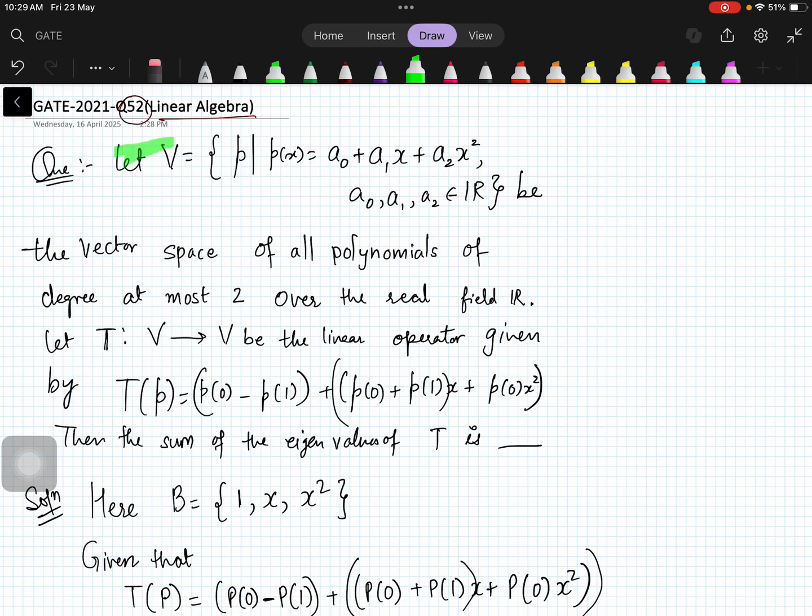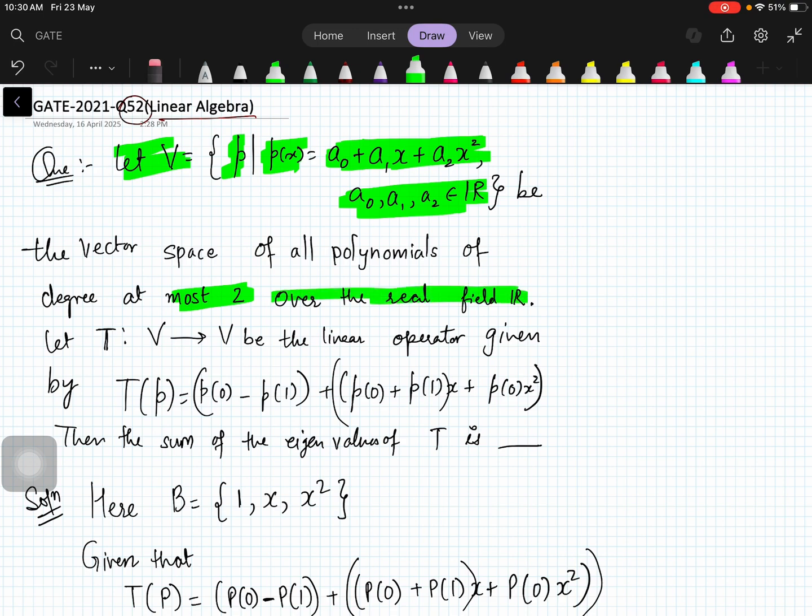Let V, which is a polynomial p such that p(x) is equal to a0 plus a1x plus a2x squared. So you can see that it is a polynomial of degree 2 and all the coefficients are real. V is the vector space of all polynomials of degree at most 2, not exactly 2, because a2 can be 0 or a1 can be 0, they are only real numbers over the real field R. Okay, then let T from V to V be a linear operator given by this.